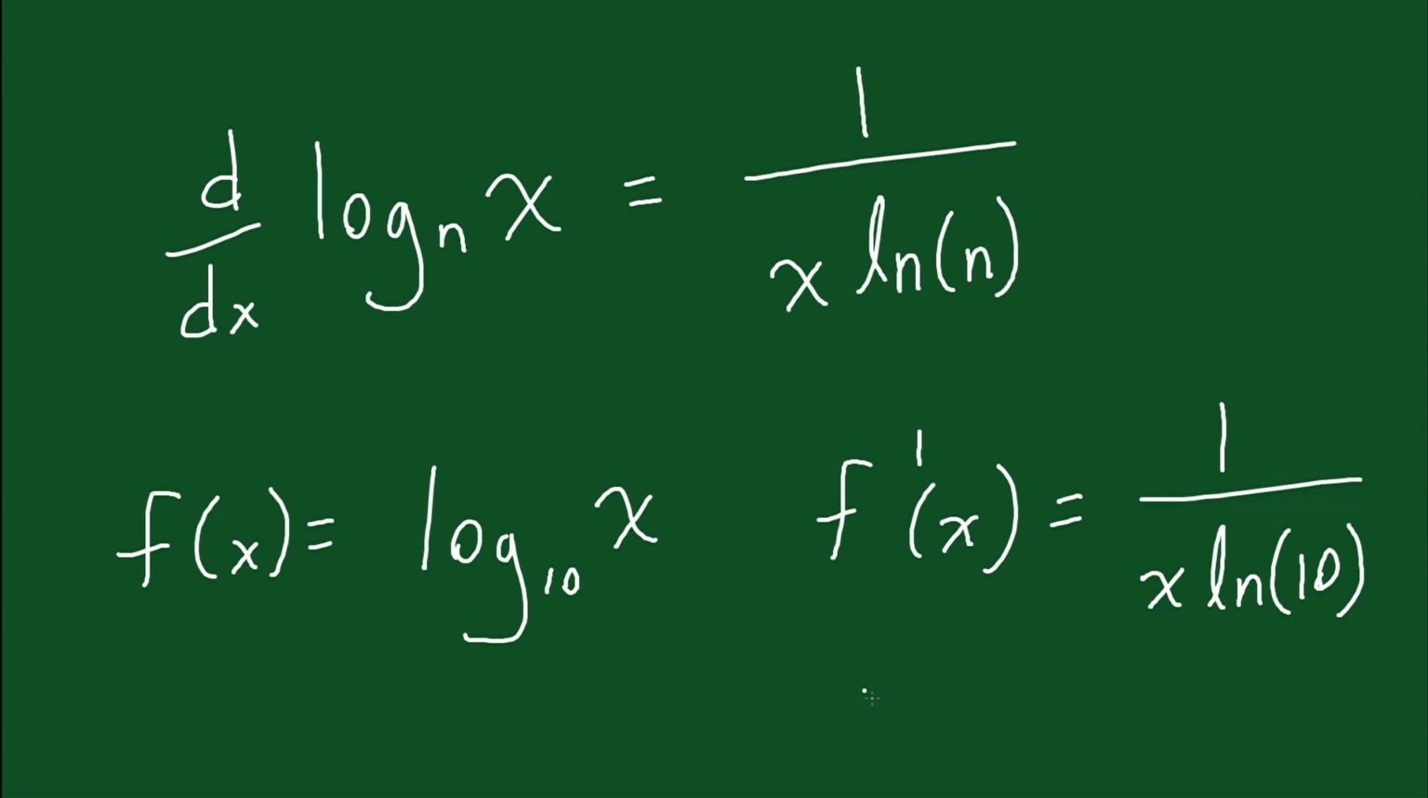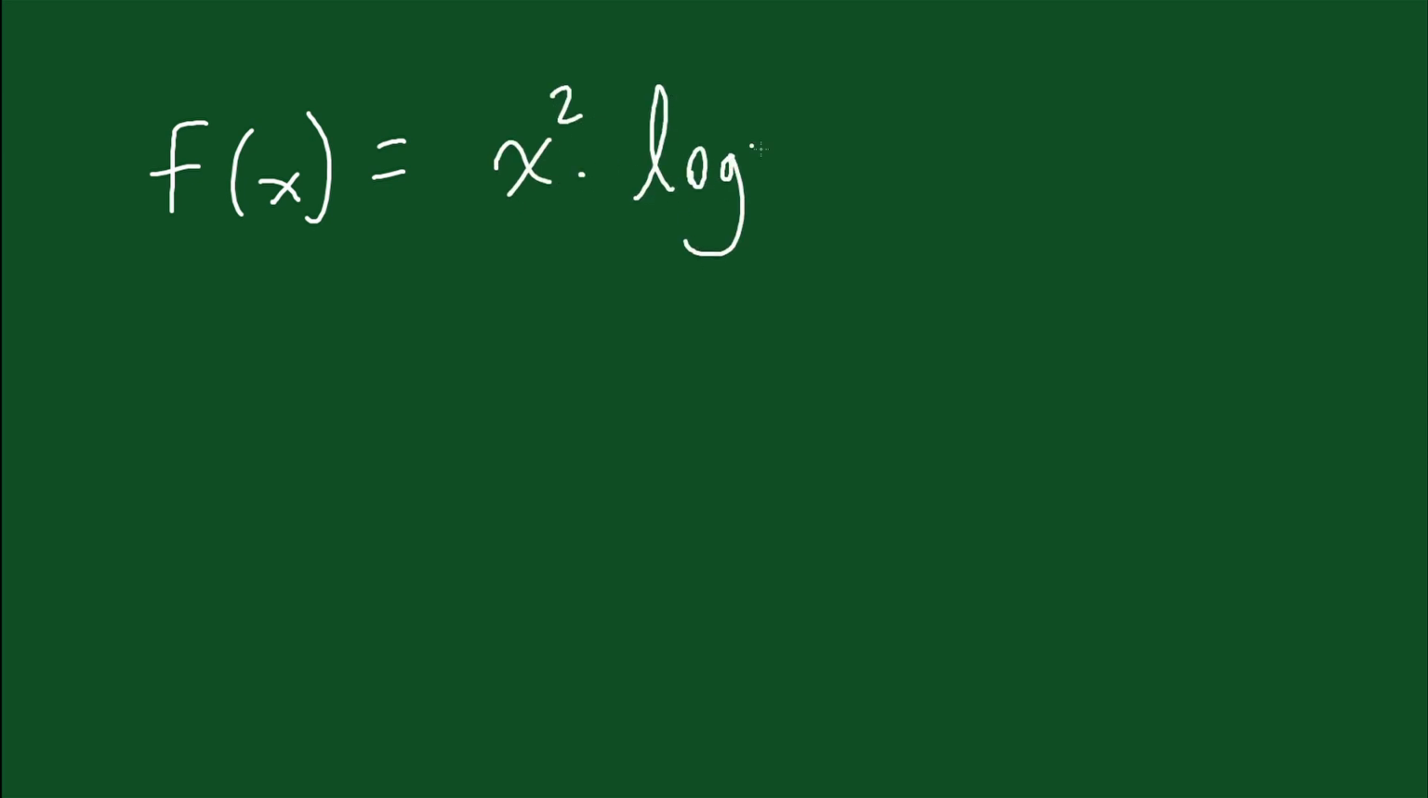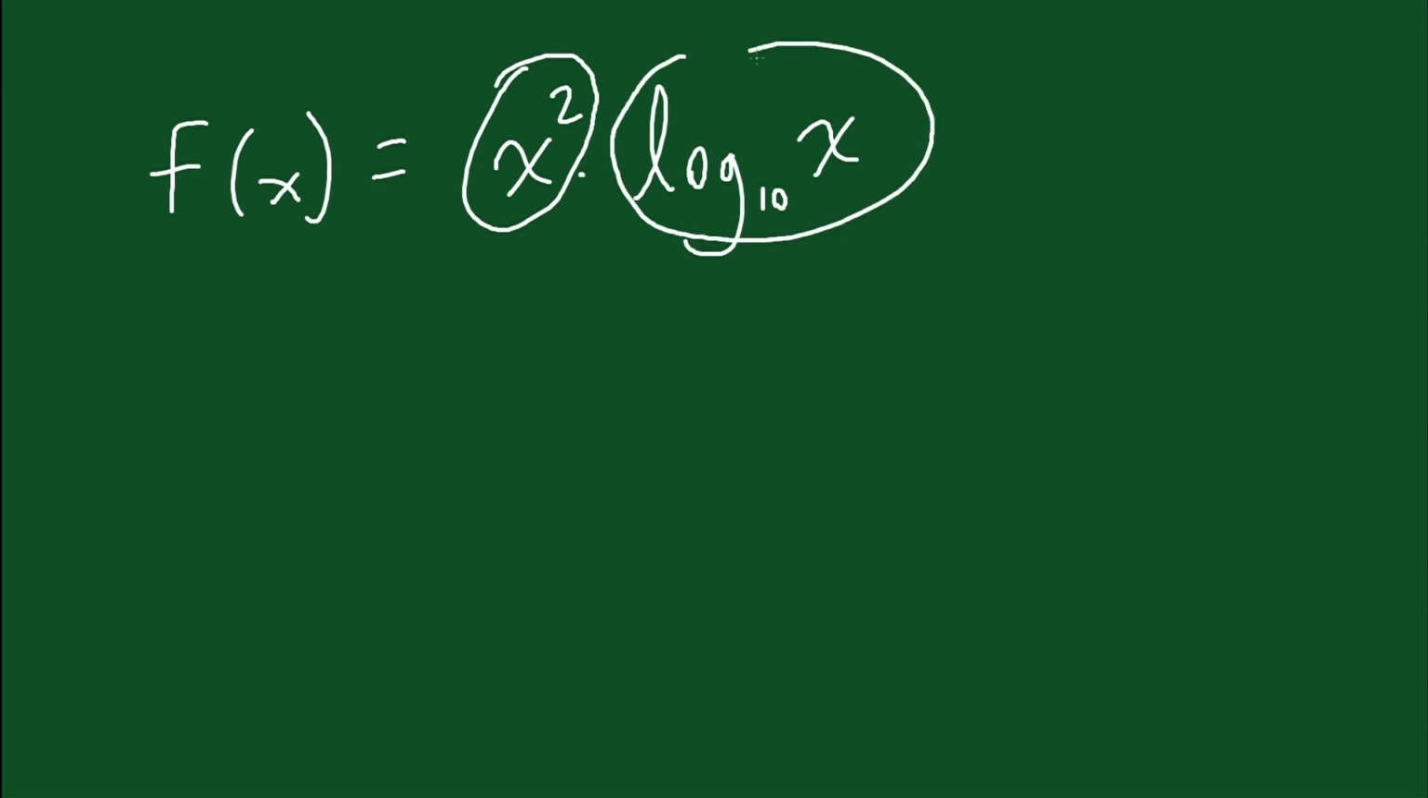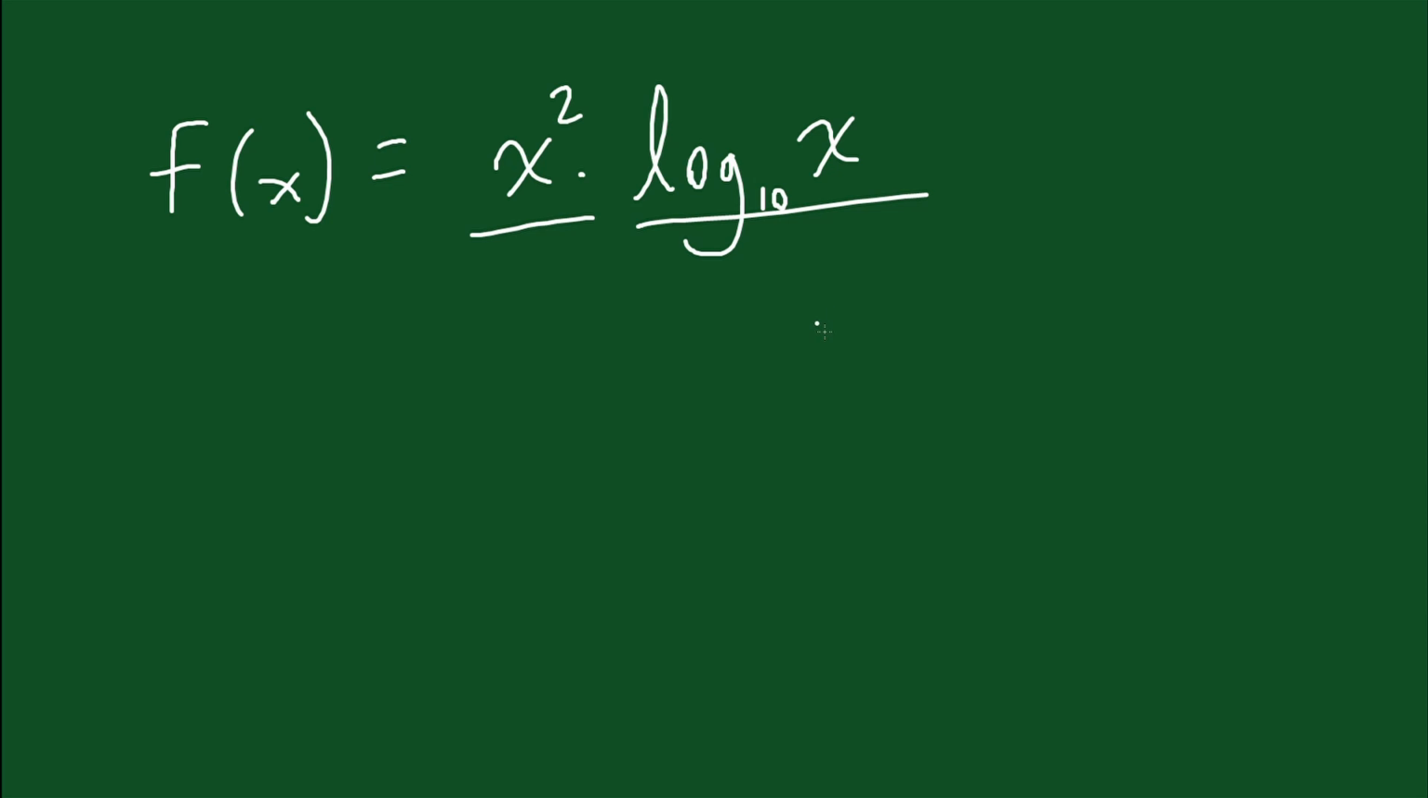And of course, this is a rule that you can use in conjunction with the other rules, just like we've been discussing. So let's say you had, for example, f of x is equal to, let's do something a little bit different now, x squared times log base 10 of x. We have an x squared, which could be its own function, and we have log base 10 of x, which could be its own function as well. When we have these two things multiplied together, of course, that will be a product rule.